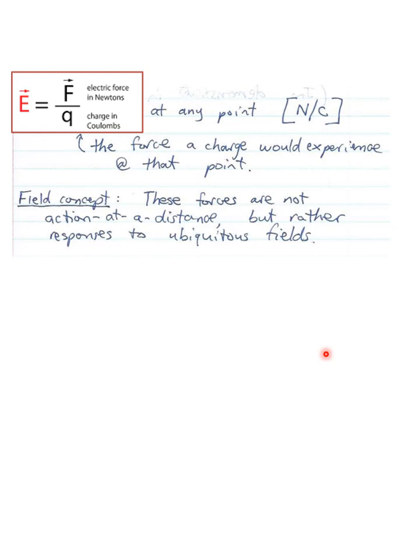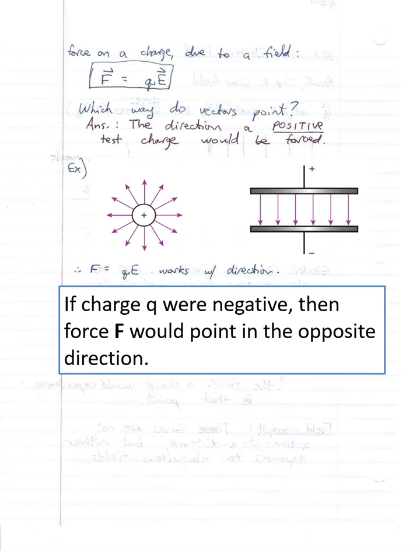So a point charge has an electric field around it, and then another charge comes into the vicinity, and that charge responds to that field. Much like a mass, such as the planet Earth, has a field around it, and another mass that comes in just responds to that field. So the force on a charge due to the field is given by this equation, the force vector is that charge times the electric field.